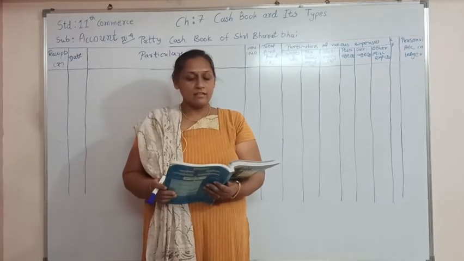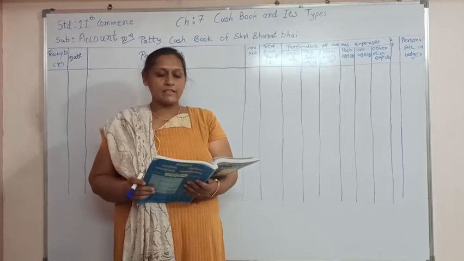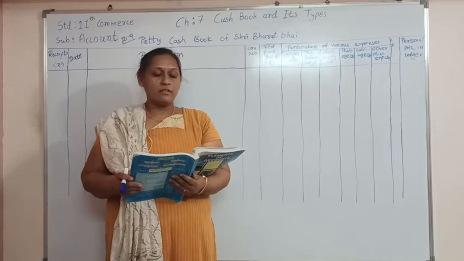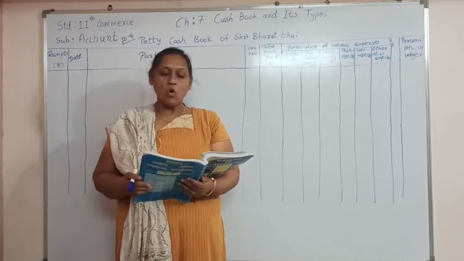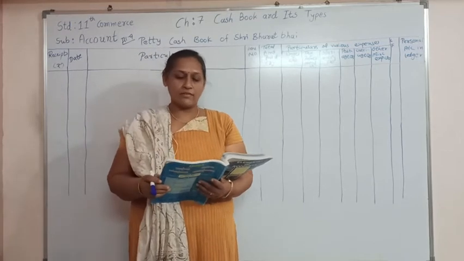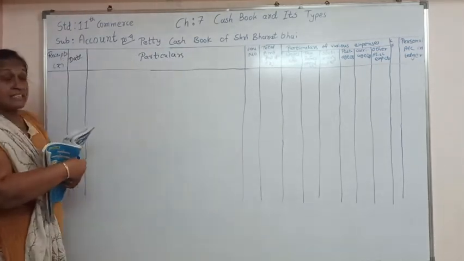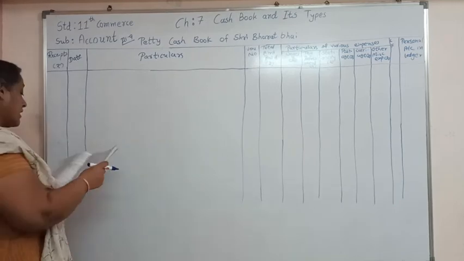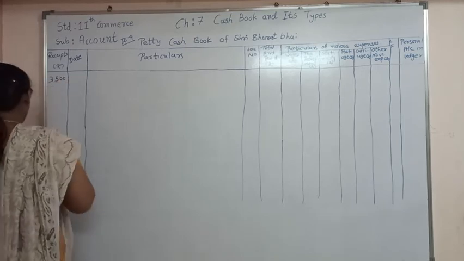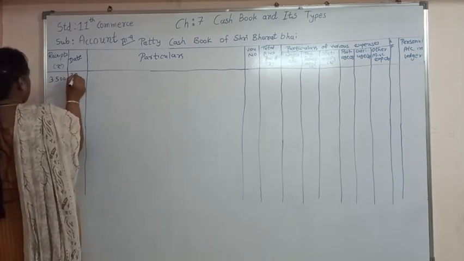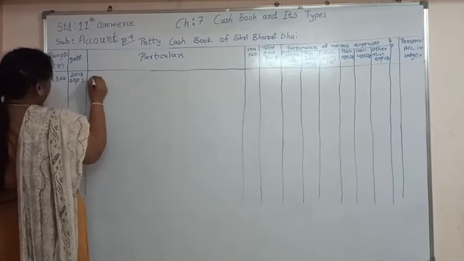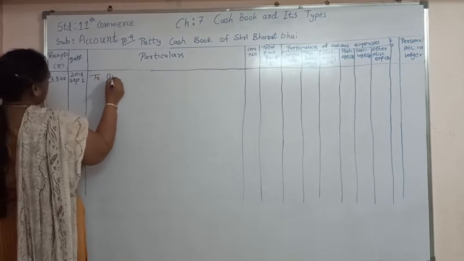So let's see the sum. From the following transactions, prepare the petty cash book of Shri Bharat Pai. On 2015 September 1st, opening cash balance with the petty cashier is rupees 3,500. So here it is a receipt, and we are going to write on the receipt side 3,500, and the date is 2015 September 1st. Here we write "To opening balance".